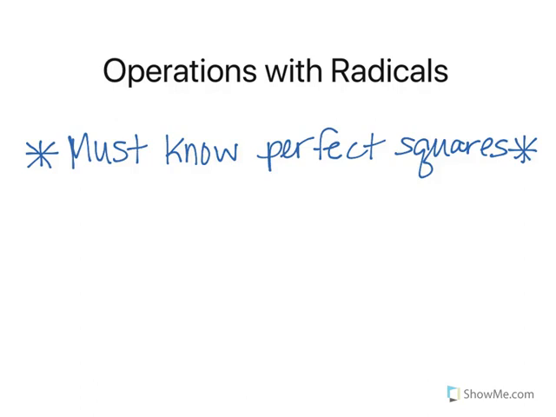Hey everyone, so just a quick review from Algebra 1. These are some of the operations with radicals that you're going to need to be successful in geometry. So starting out, we must know our perfect squares.